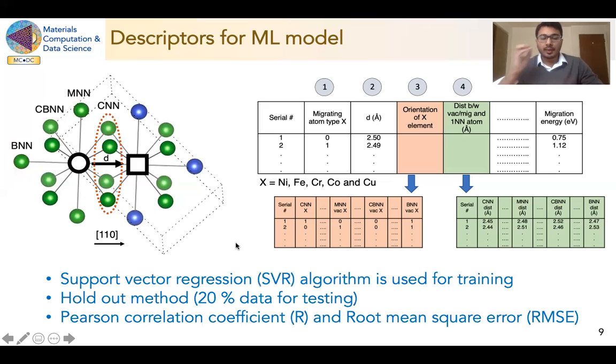Now for the training of the model, we use the support vector regression algorithm, and the holdout method is used, where 20% of the data is used for the testing of the model. And lastly, two statistical tools, the Pearson correlation coefficient, R, and root mean square error, RMSE, are used for the evaluation of the model to check its performance.